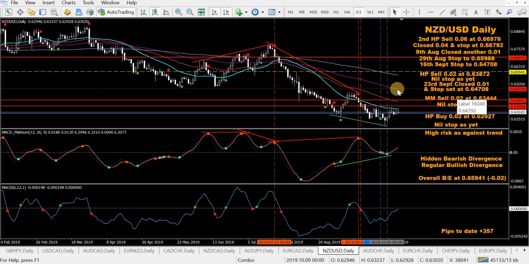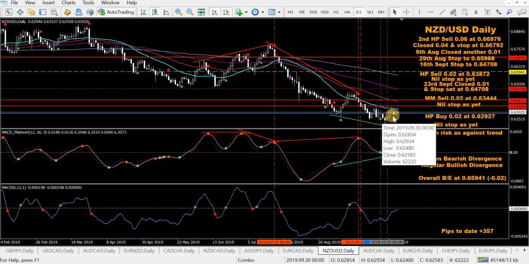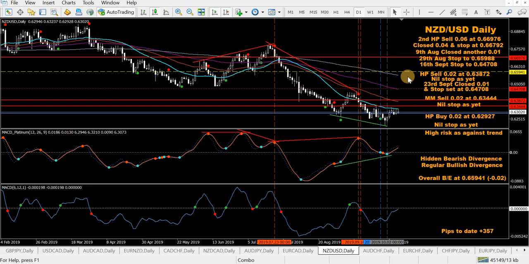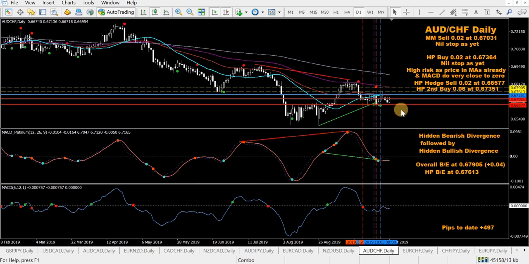Yeah, we've got two HP sells, both with a stop in this level. Then we've got a Mod MACD sell. I haven't taken anything on that. Then we took a buy because I could, even though it was against the trend. So it's all looking pretty, looks like there's a lot happening, but there's an overall break even, and we're negative, and price is down here, so it's good. Aus Swiss, not so good.